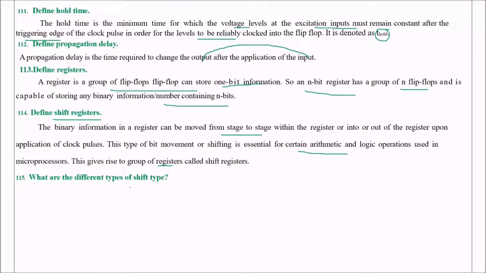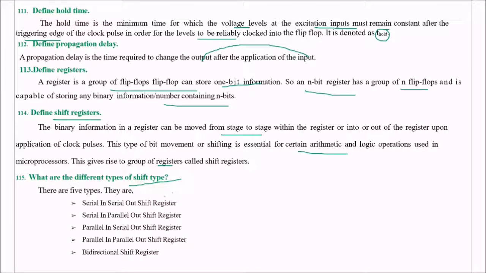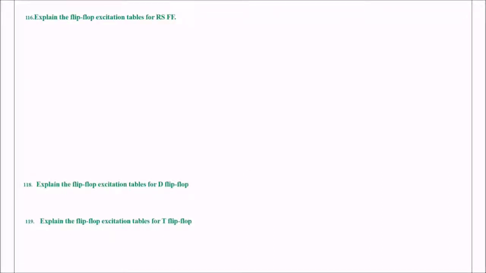What are the different types of shift registers? You can have serial in serial out, serial in parallel out, parallel in serial out, and parallel in parallel out. You also have a bidirectional shift register. So these are 5 types of shift register.